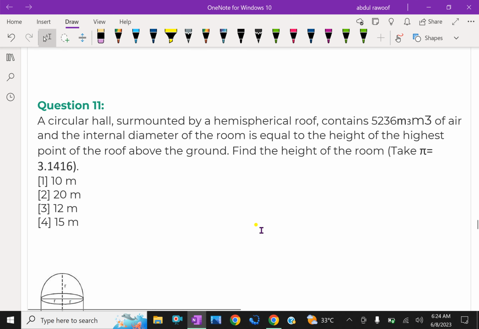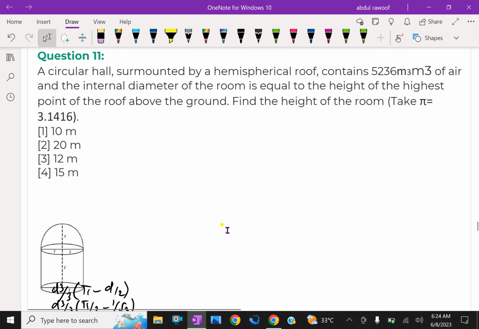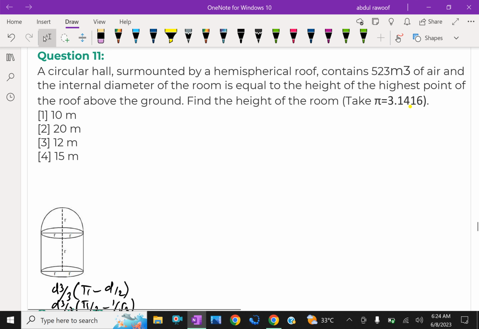Next question. Here, a circular hall surmounted by a hemispherical roof contains 523 meter cube of volume of air, and the internal diameter of the room is equal to the height of the highest point of the roof above the ground. Find the height of the room. Here, the volume of the room is given.